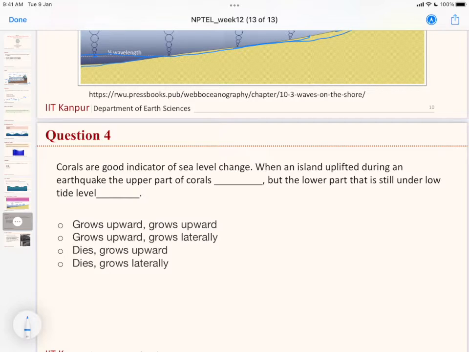Have you heard about corals and how they are important? If yes, then okay. As the question says, these are good indicators of sea level changes. Now tell me, what will happen when there is an upliftment? Any wild guess or any guess you would like to make?